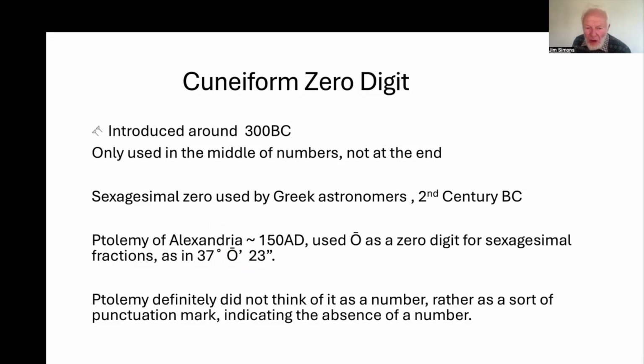So it's really not a zero digit as we understand it. It doesn't mean zero lots of 0 minutes, if you like. What it means is I don't have to write anything here, but I'm putting this symbol in here to make sure you know there's a gap between this one and that one.